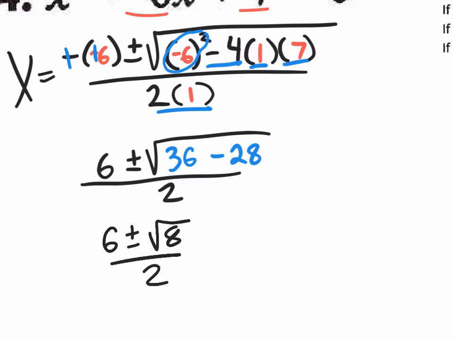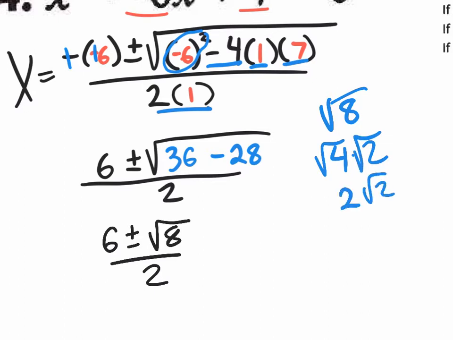Everybody with me? Now, it would be awesome if that square root of 8 was a square root of 9. That way we'd end up with 6 plus or minus 3 over 2, but it's not. So we could simplify the square root of 8, which we should. The square root of 8 is not a perfect square number. Let's rewrite it as 4 times 2. Let's split the square root. You'll have 2 square root of 2. So what we really have here is 6 plus or minus, instead of the square root of 8, 2 square root of 2, and it's still over 2.